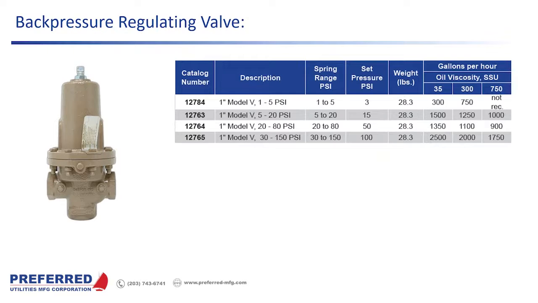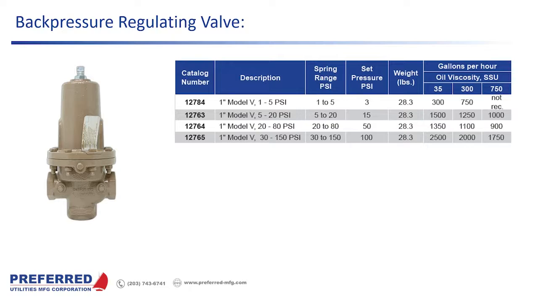The last piece of equipment I wanted to show you was the back pressure regulating valve. This goes at the end of your supply header, and the discharge of this valve is the beginning of your fuel oil return header. We make 4 different sizes. The difference really is in capacity and spring range.